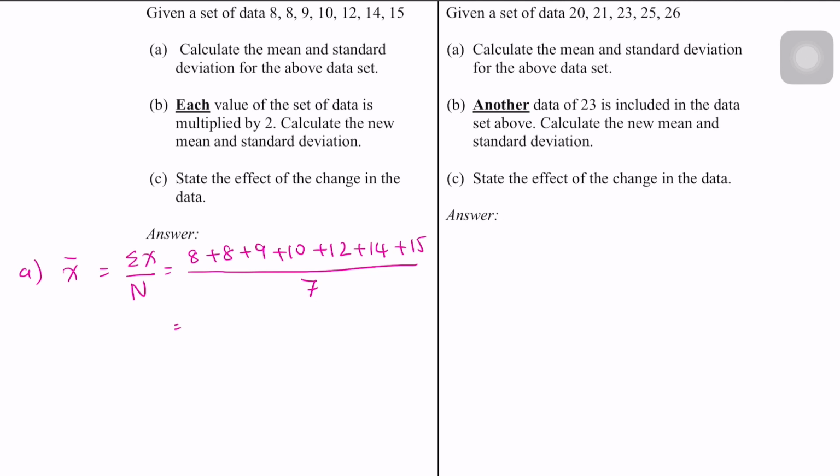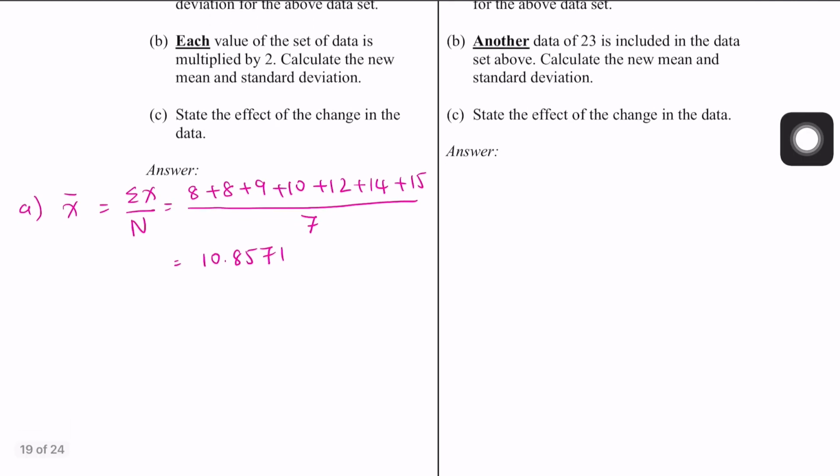Press your calculator carefully. So your answer is 10.8571. Next, the standard deviation. Remember, the symbol for standard deviation is sigma. So sigma is equal to the square root of summation of x squared divided by n, minus mean squared.